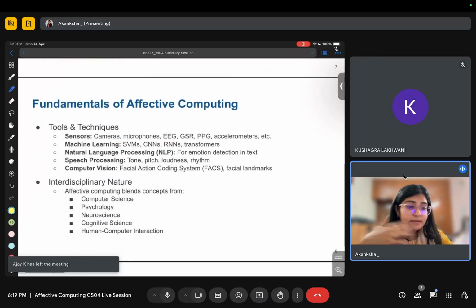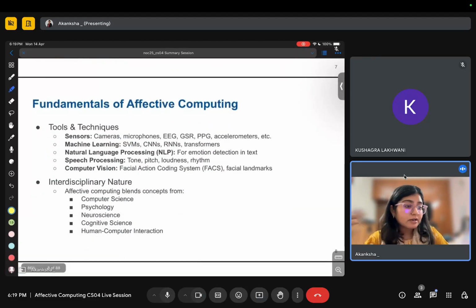Also, there are some tools and techniques which are associated. So what can we use? We can basically have different sensors for capturing the data. So camera can be there, microphone can be there, physiological signals to capture. These sensors are there: EEG, GSR, PPG, accelerometers, right? Accelerometers are actually not related with emotions, but for arousal or so we can kind of use it.